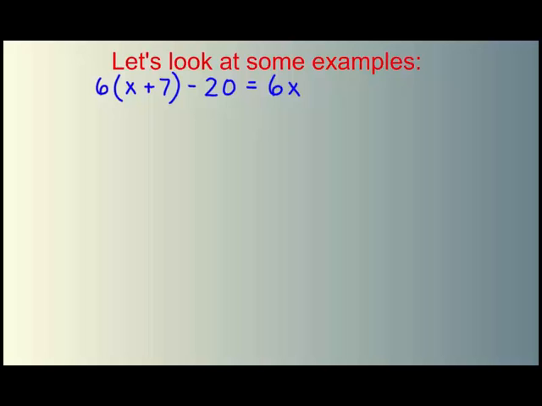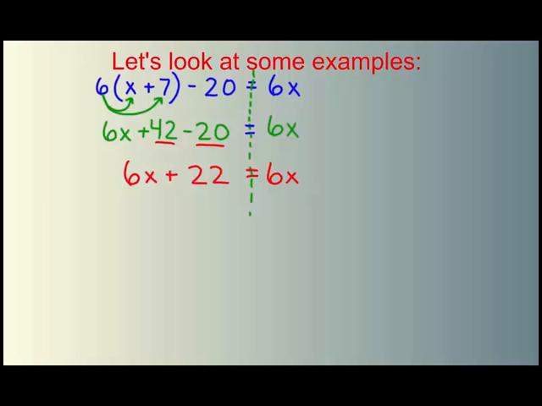Now this is the first instance where we're going to see the distributive property. Anytime you have an expression inside of parentheses that you can't combine, you're going to have to use that distributive property. So my first step here to simplify is I'm going to distribute that 6, which means I'm going to multiply that 6 by the x, and I'm going to multiply that 6 by the 7 inside the parentheses. So when I do that, I end up with 6x plus 42, still minus 20, and that's still equal to 6x.